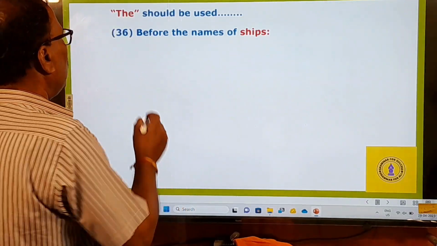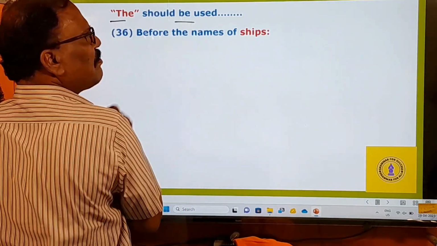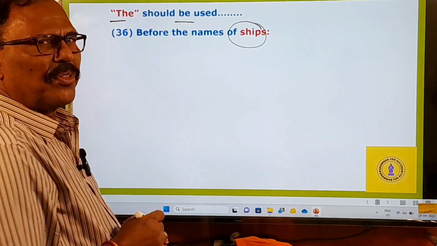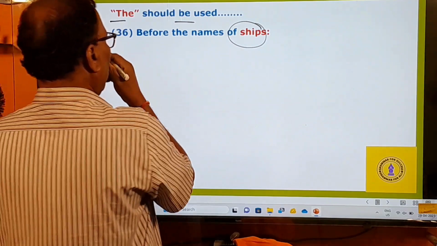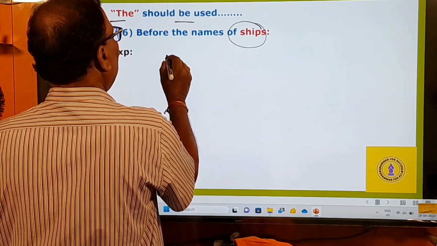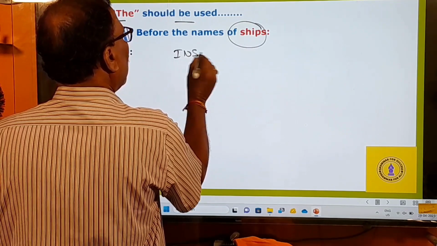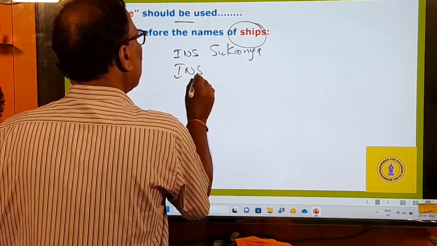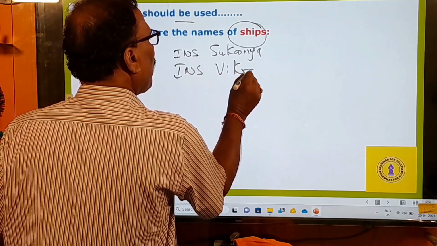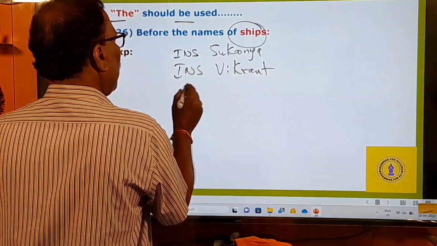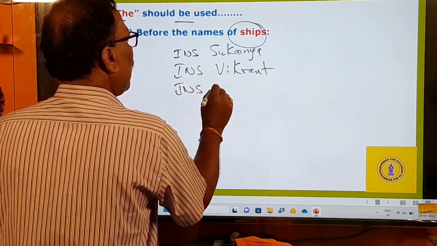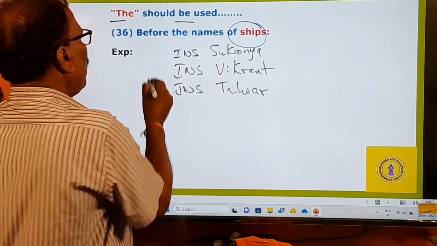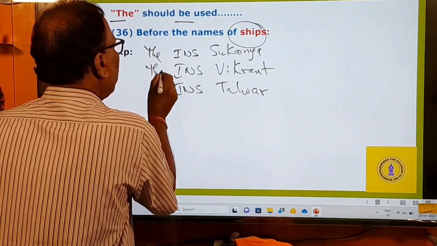So, dear test takers, the should be used before the names of ships. For example, INS Sukanya, INS Vikrant. These are all Indian ships. INS Talwar is there. There are so many names of ships, and before all of them, we have to use the definite article.